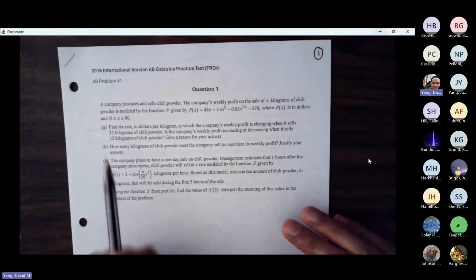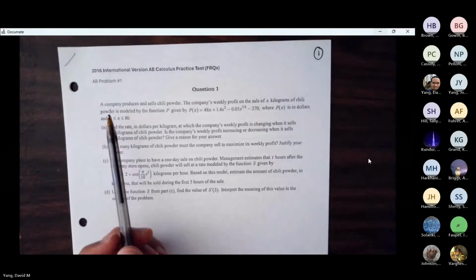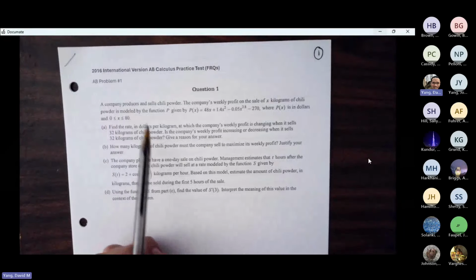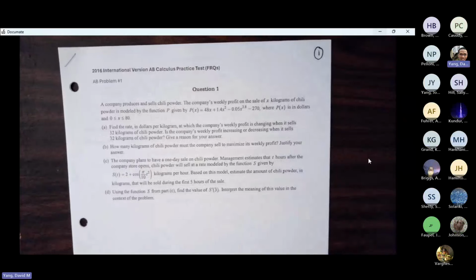So we're going to start with the 2016 FRQs. So just work through most of the FRQs, and then when we get to the multiple choice, I'll just kind of jump around between different problems. And if you have any questions, feel free to put your question in the chat box, or you can unmute yourself and just ask the question.